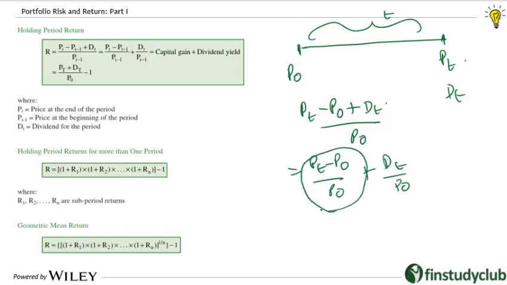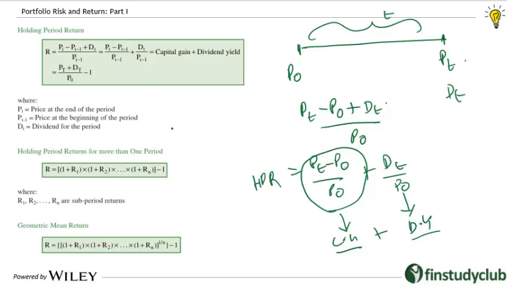Well, this is your capital gain. I bought it at P0 only to sell it at PT. This is my capital gain or capital appreciation. This portion is my dividend yield. So we realize that my holding period return is going to be made up of two components, capital gain and dividend yield. Now, how would I calculate the holding period return which is spread over more than one period?